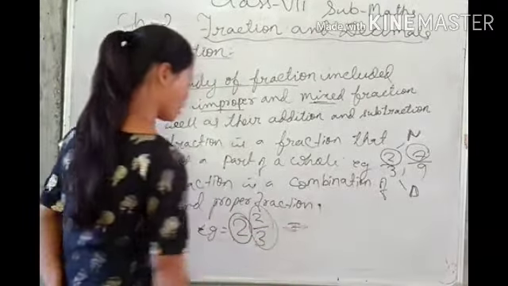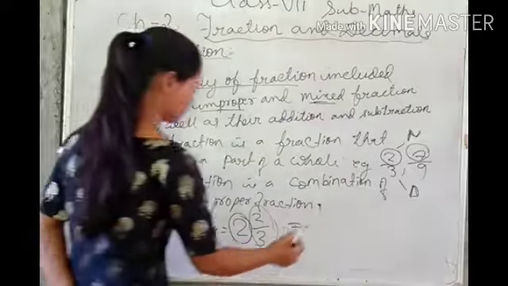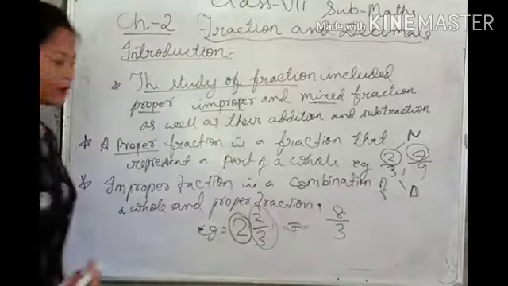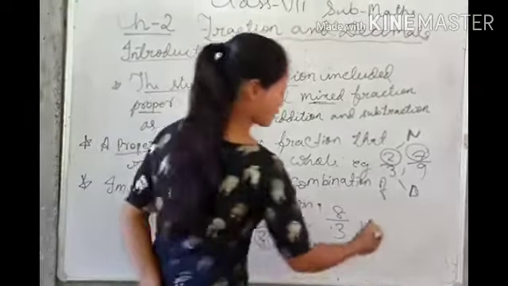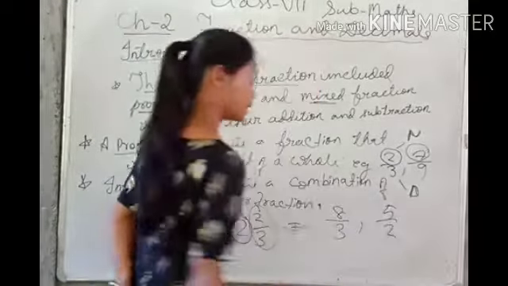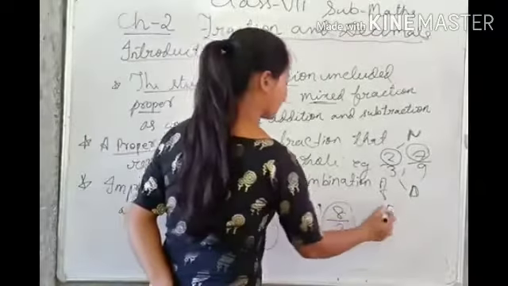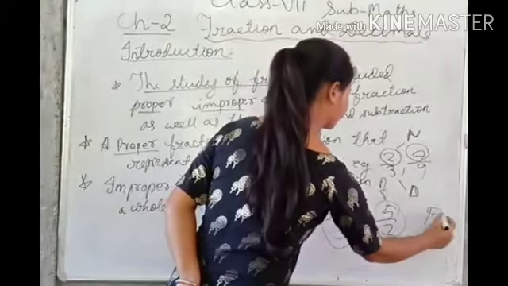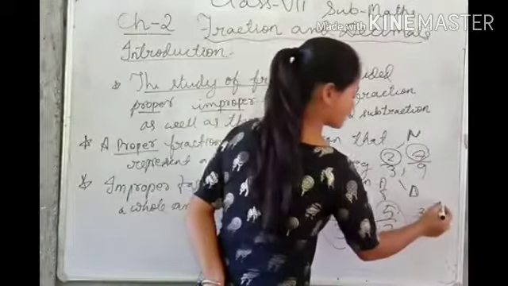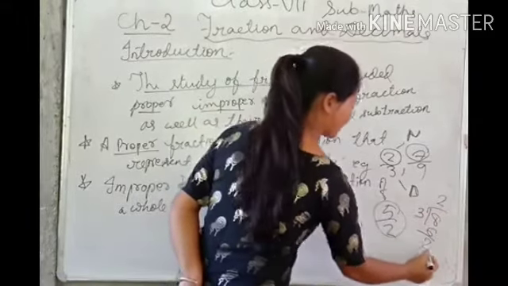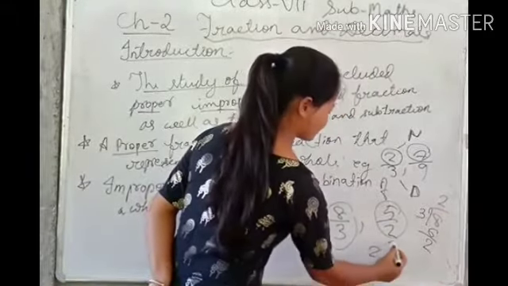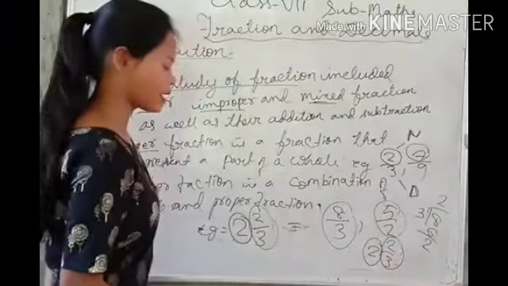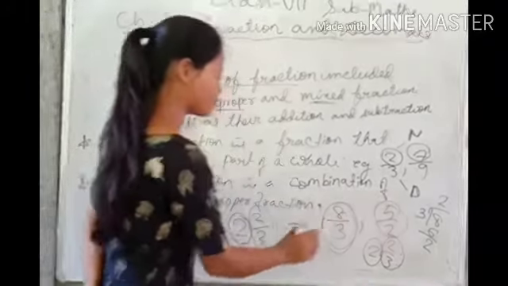But how will we write this? We write 8 upon 3. These are improper fractions. I will give some more examples of improper fraction. Suppose 5 upon 2. Why are these improper fractions? Because when you divide this, you get 2 and remainder 1, so the answer is 2 and 1 upon 2. So this is a whole and one proper fraction that combine together to make an improper fraction.